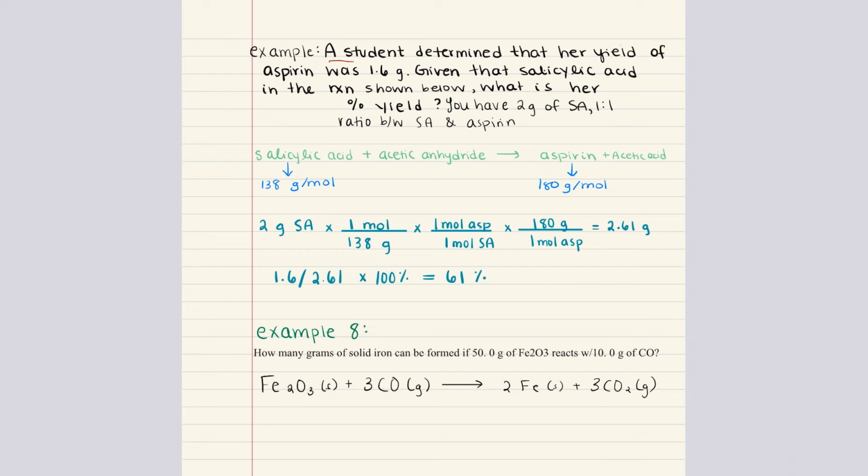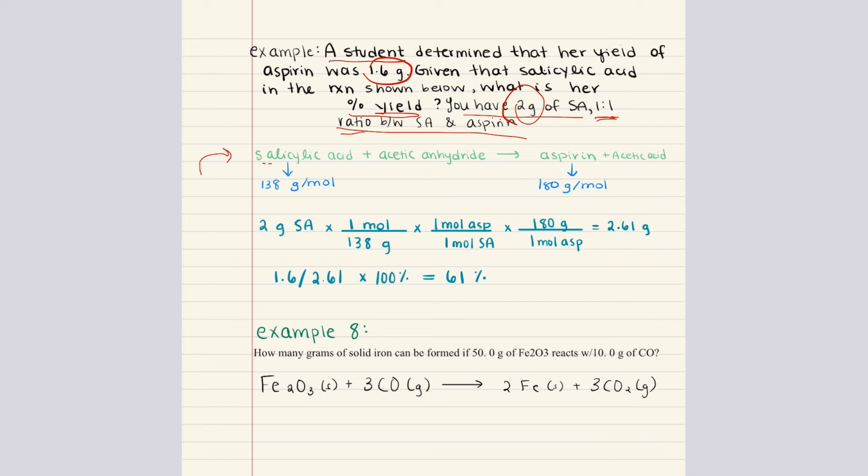This problem says a student determined her yield of aspirin was 1.6 grams. Okay, so the student went in the lab, she made aspirin, she got 1.6 grams. Given that the salicylic acid in the reaction shown below, all right, what is her percent yield? You have 2 grams of salicylic acid to start off with, and there is a 1-to-1 ratio between salicylic acid and aspirin. Okay, so we're given this equation in an interesting way. We're given our mole-to-mole ratio, so we don't really have to worry about anything. And we're given how many grams of starting reagent we have.